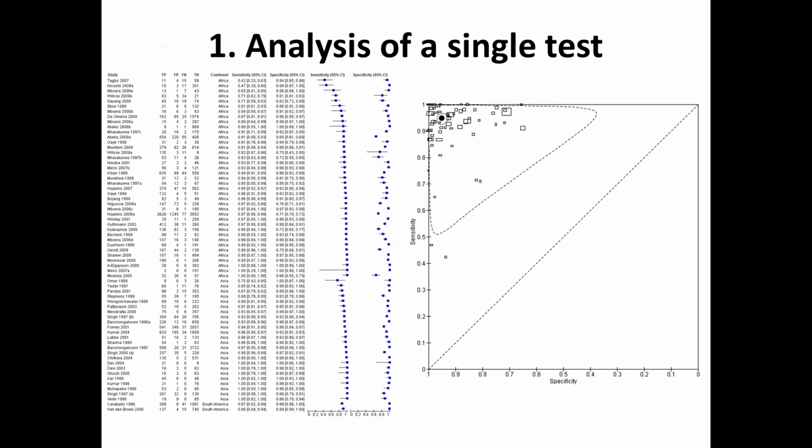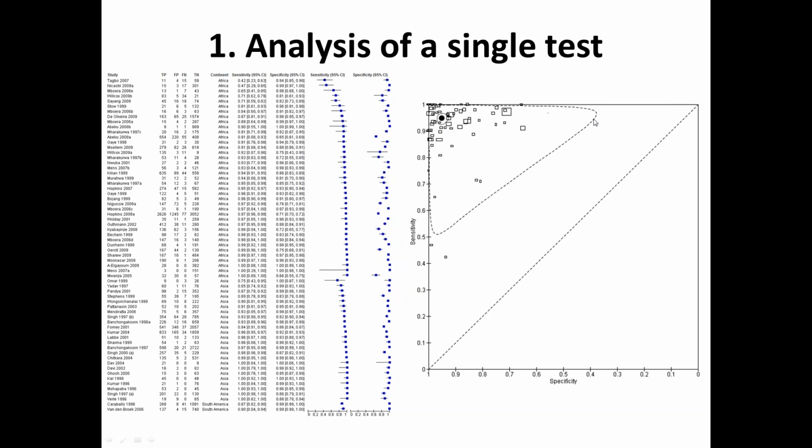The other plot that we use is the summary ROC plot here, where it's showing our summary point. So we've got the summary point here, which is the black circle, and around that is the confidence region. So this is a 95% confidence region, showing the uncertainty around the point estimate, and that's similar to a 95% confidence interval, but now we're looking at it in 2 dimensions.